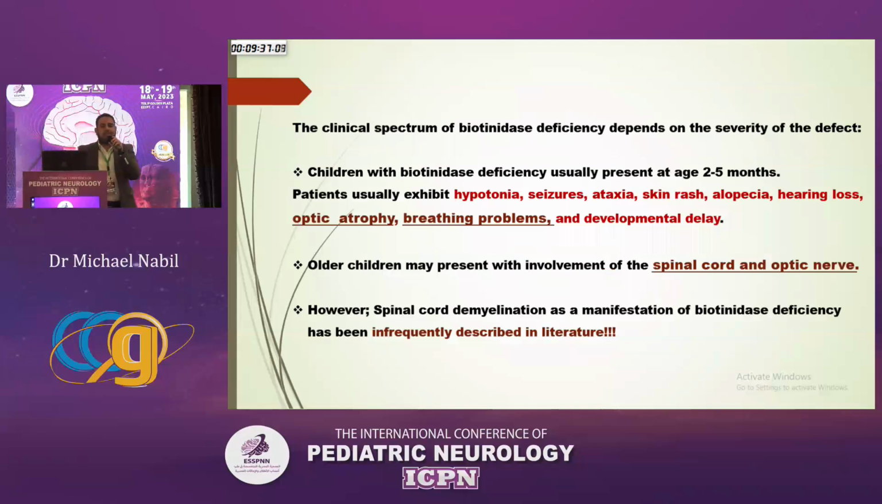What is the usual clinical spectrum of biotinidase deficiency that we used to experience in our clinics or hospital? Children with biotinidase deficiency usually presented at the age of 2 to 5 months, usually with hypotonia, convulsions, ataxia, skin rash, which is a very common presentation, alopecia, and hearing loss. However, sometimes they may come with optic atrophy and breathing problems, and this is what happened with our patient at the age of 10 years, and sometimes developmental delay.